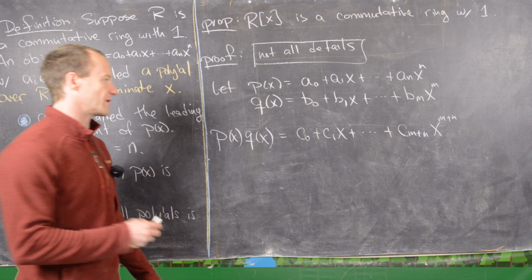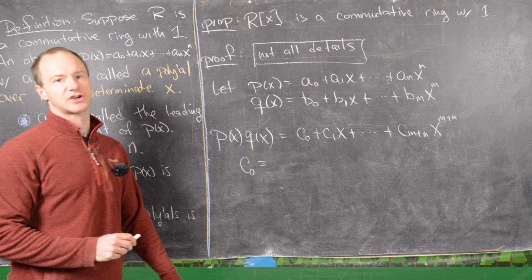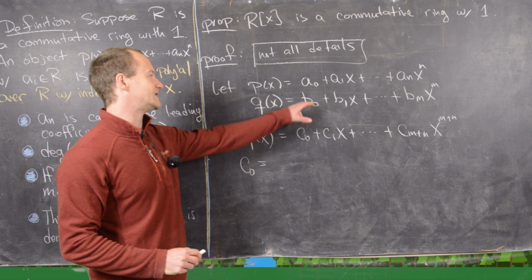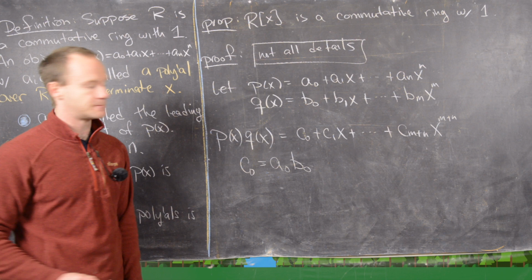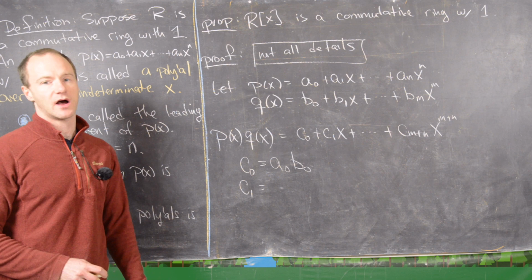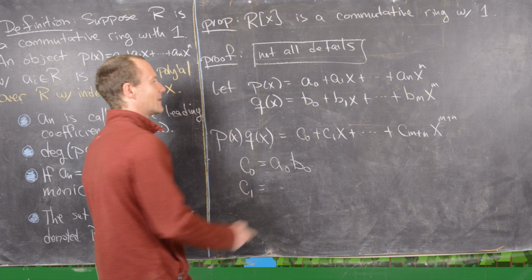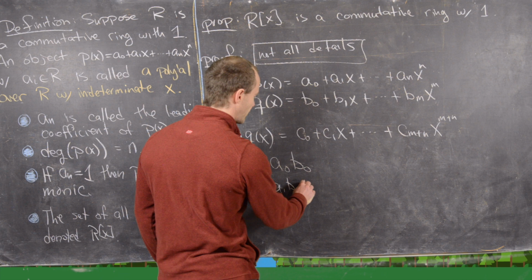So notice that c0, that'll be the constant term in this product. But that constant term is going to be given by a0 times b0. Because notice, any other thing that you get from multiplying these together will give you a coefficient of some power of x. So a0 b0. Now let's look at c1. In other words, that's the term which is the coefficient of x to the first power. So there's only two ways to get that. There's a1 times b0 plus a0 times b1. So we get something like that.